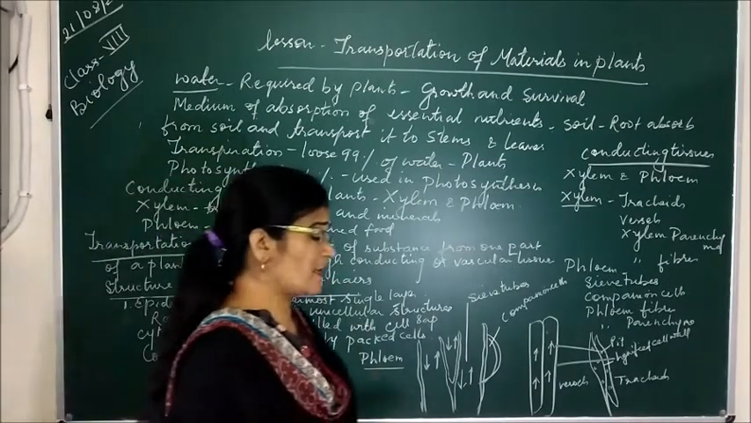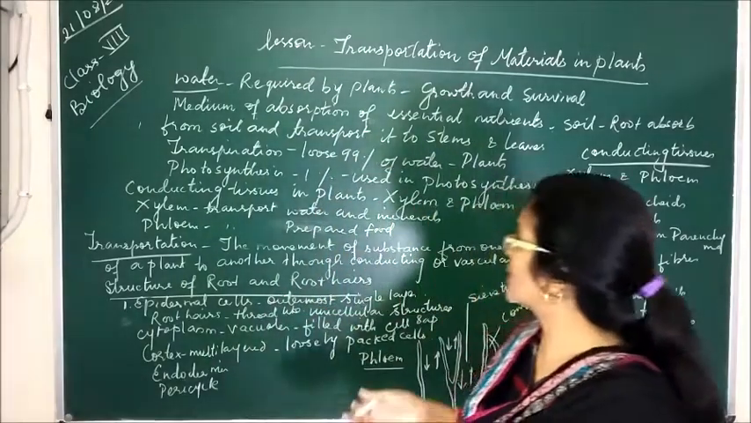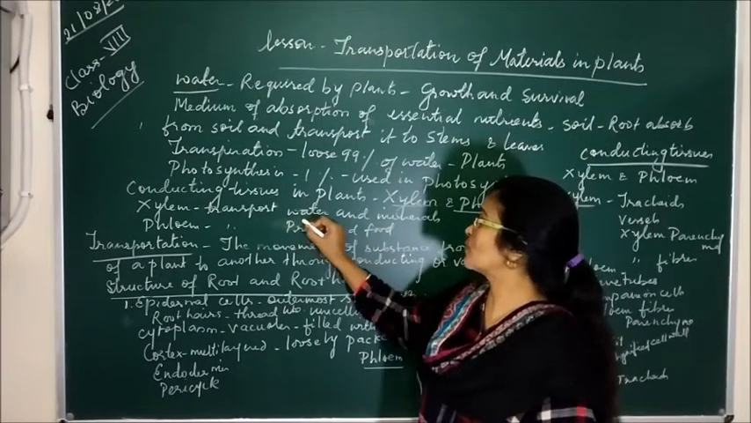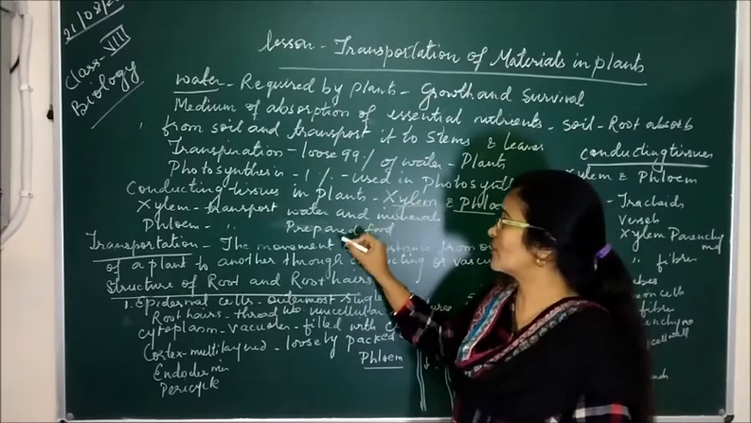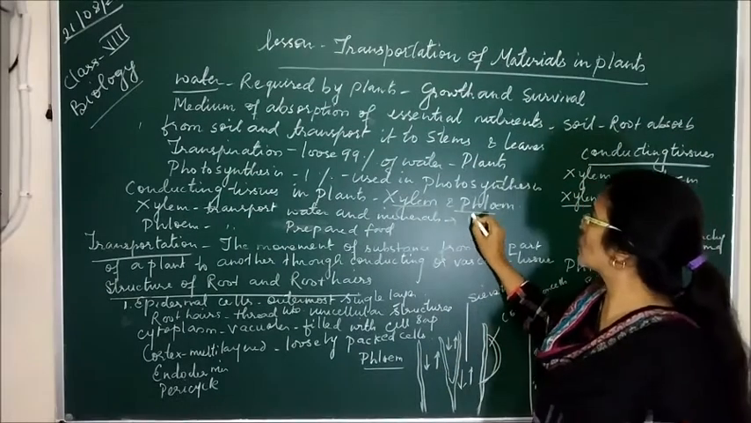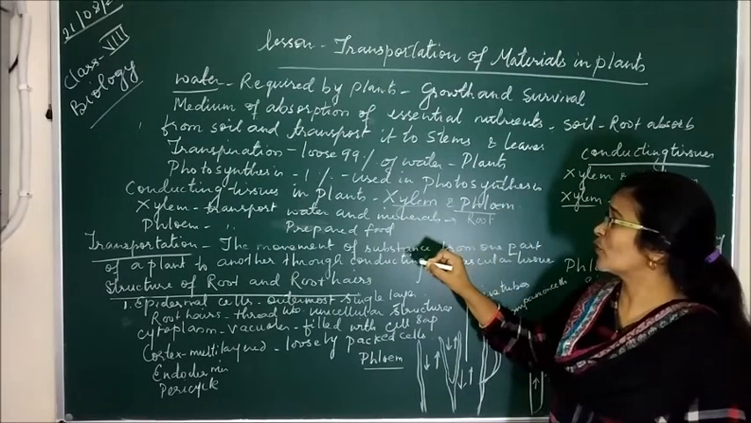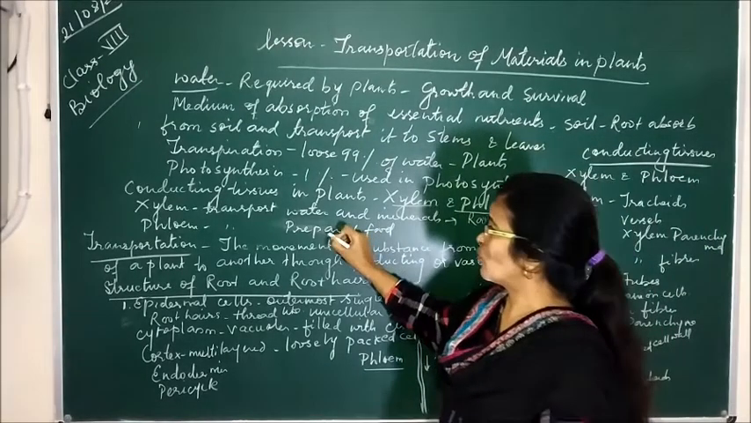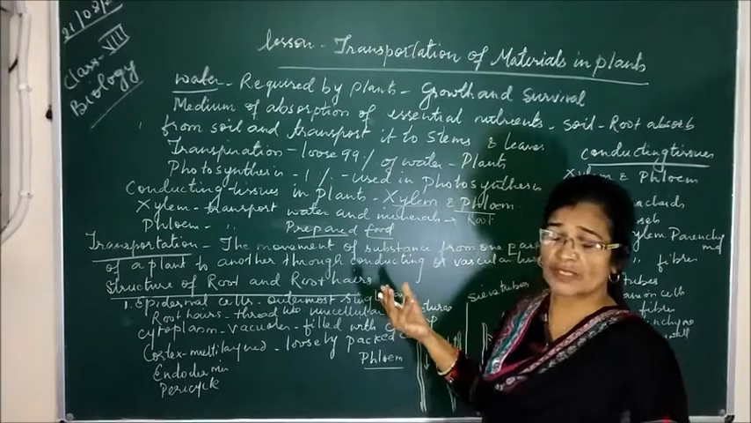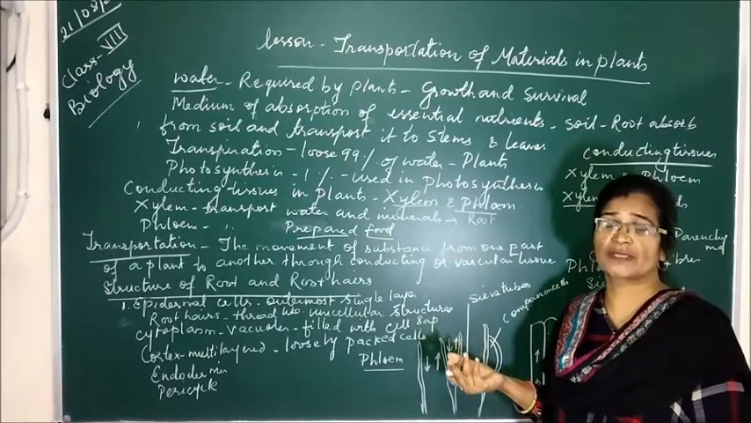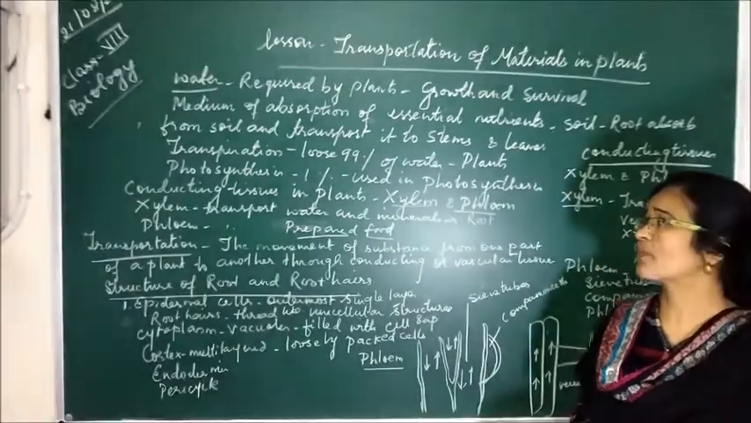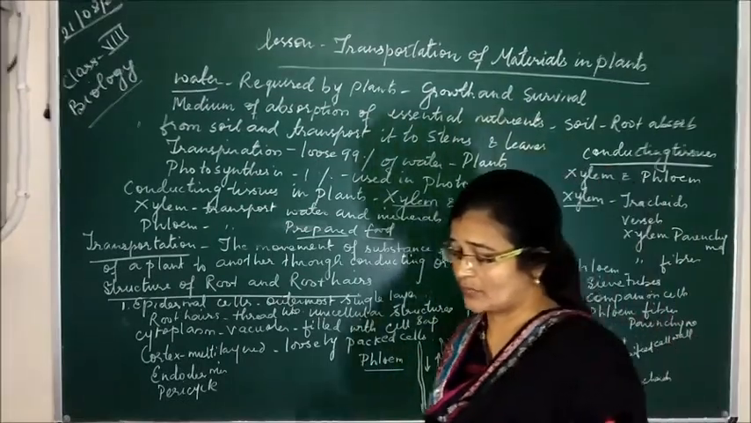And there are two main conducting tissues, or we can say the vascular tissues, which are found in plants, and they are xylem and phloem. Xylem transports water and minerals, and phloem transports the prepared food. Water and minerals, as I told you, are transported from roots to different parts of the plant, and the phloem, which is present mostly in the stem part, transports the prepared food. Means during photosynthesis the plants prepare food in the presence of sunlight, water, carbon dioxide and chlorophyll, and this food is transported to different parts of the plant for the growth and survival of the plants.